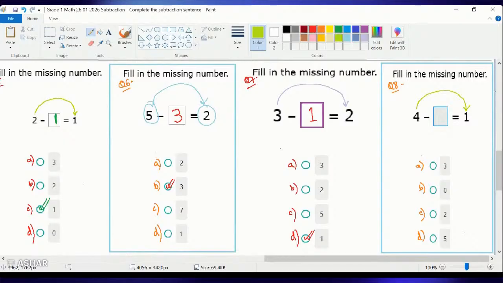if you open 4 fingers and you close 1 finger, how many fingers are still open? Yes, we are left with 3 open, right? Thank you, Precious. And option A is your correct answer. Agreed? Please do complete the remaining questions, okay? Easy questions, but you'll have a lot of revision, right?